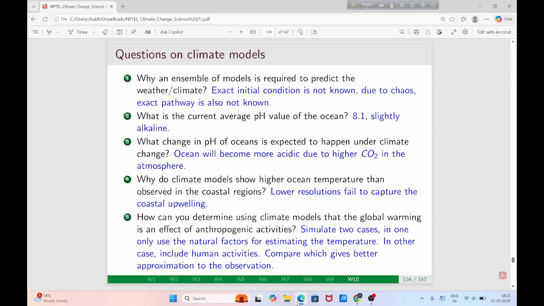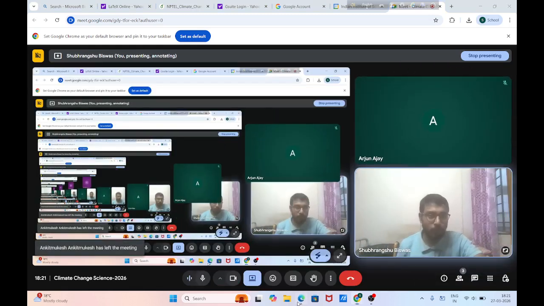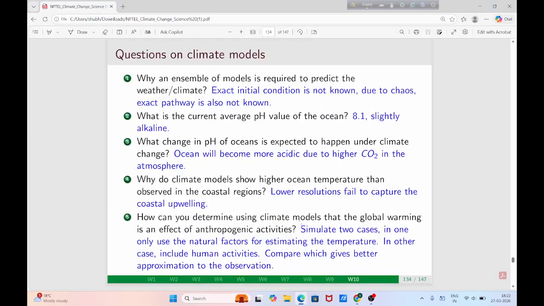So there are certain things in models which is known as bias. No matter whatever you do, there are certain characteristics or certain properties that will be there. For example, the ocean bias is there. In the coastal regions, the temperatures are higher than the normal value. Now that phenomenon can be attributed to the upwelling.